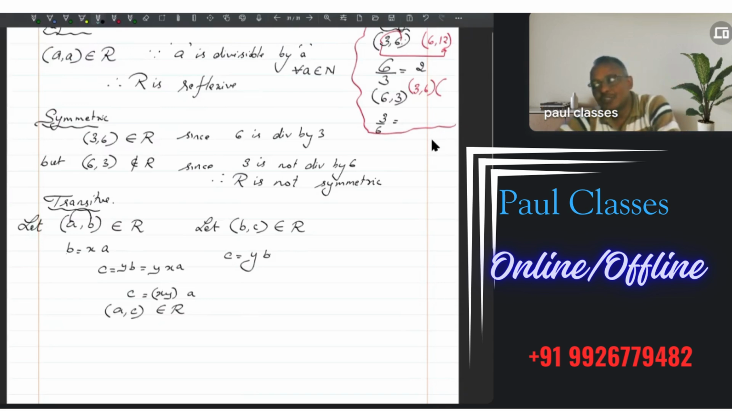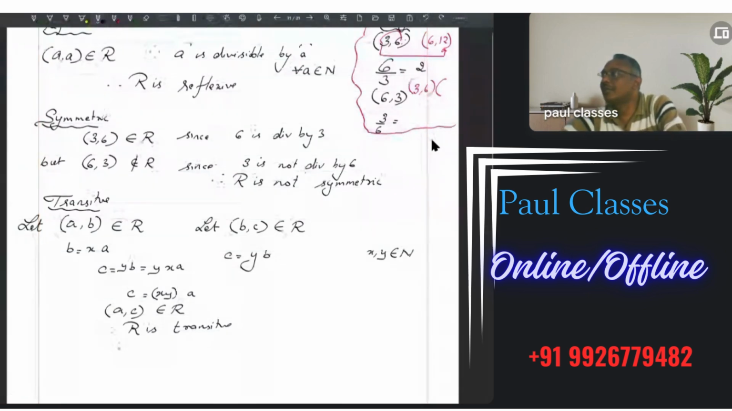A, B, because B is x times of A, where x is any natural number. B, C, because they are any natural numbers, Y times. So I wanted C times of A, so I did it in reverse. C is something times of A, that means C is Y times of B, but B is XA, so Y times of XA. So AC is in R, therefore R is transitive, therefore R is equivalence. You can't say it.